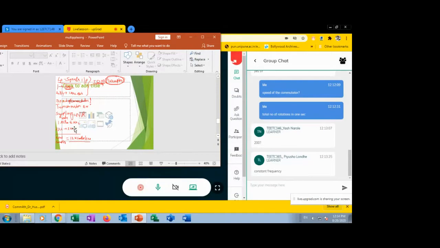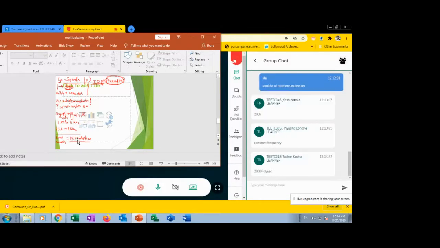Based on this calculation, the total number of samples generated in 1 second is 12,000, right? So 12,000 samples are generated in 1 second. Let me know what the speed of the commutator is. These 12,000 samples are generated in 1 second, so how many rotations will the commutator have to take to generate these 12,000 samples? That is the answer I want here.